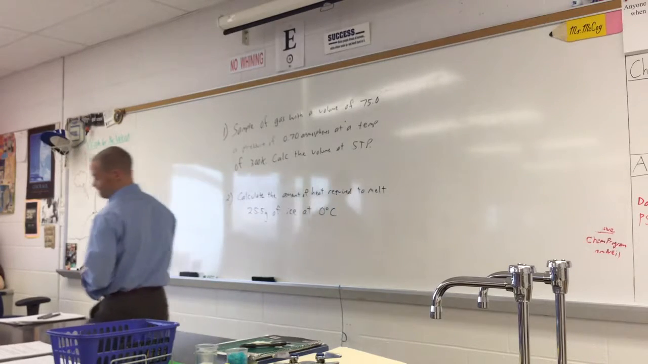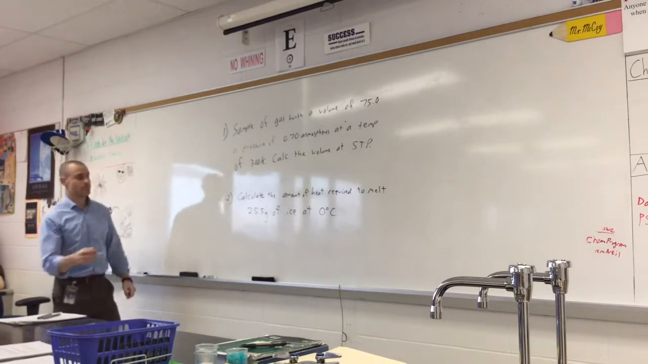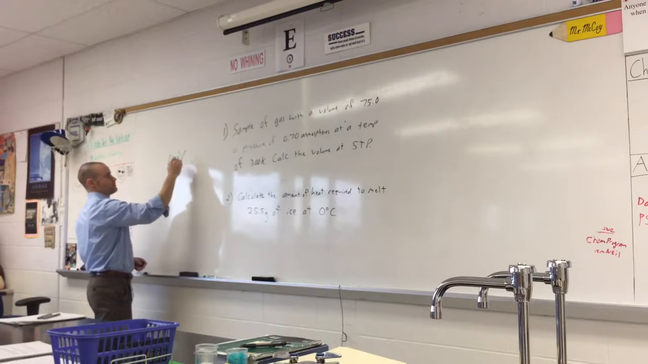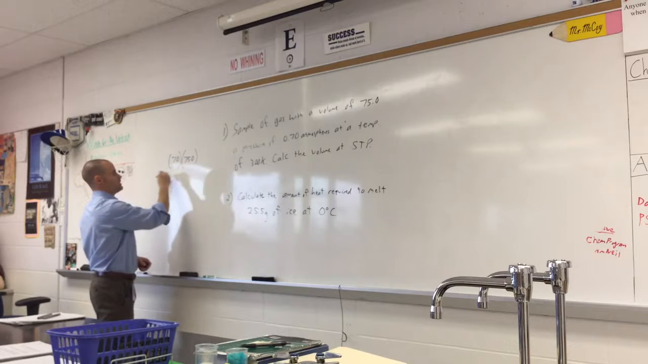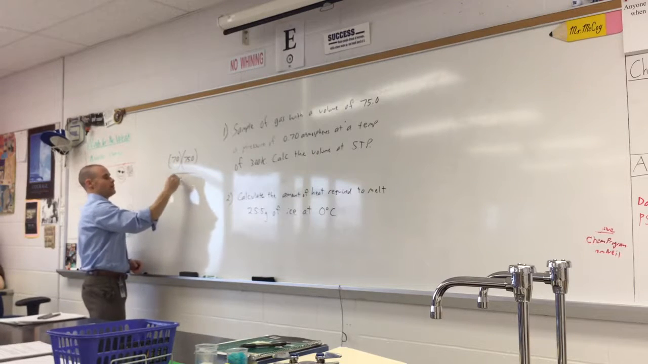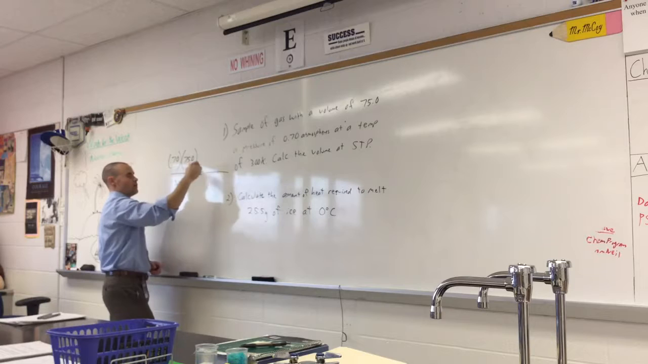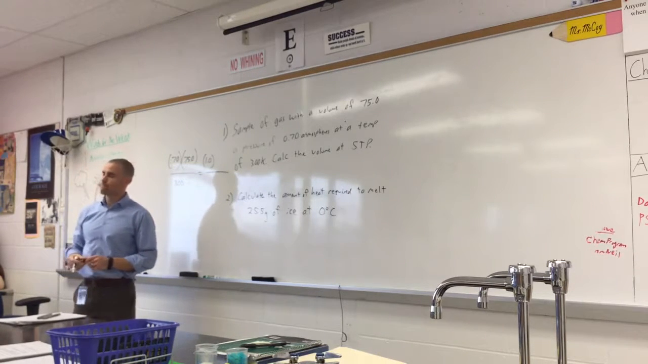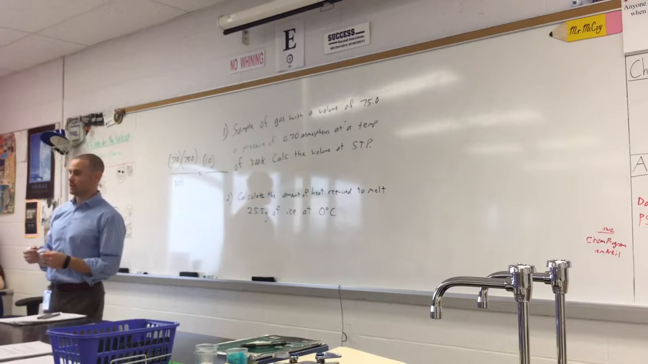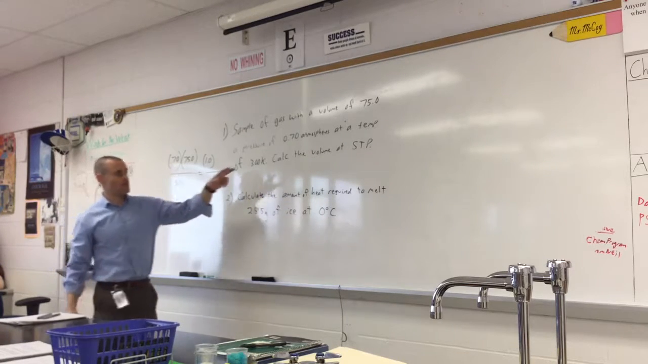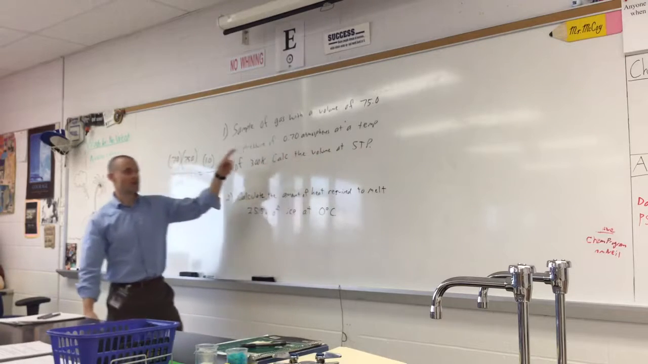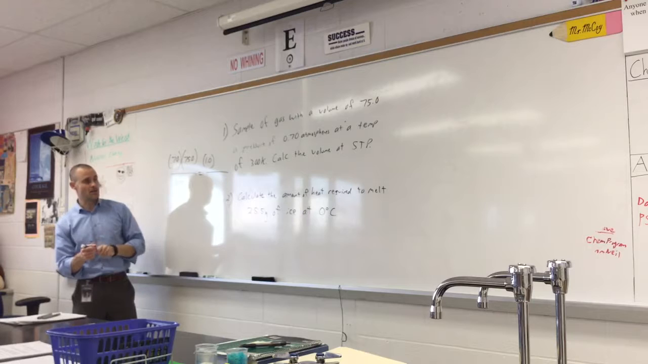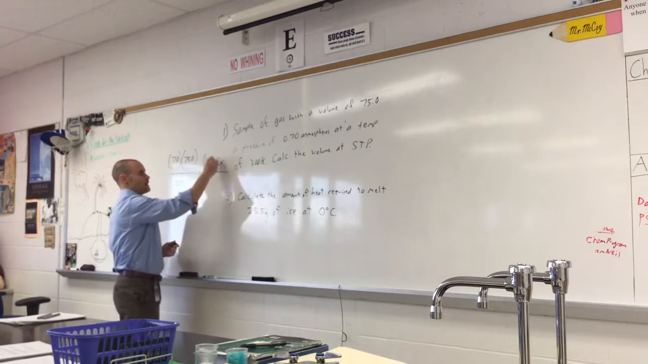What is P1? 0.70. What's V1? 75.0. What's T1? 300. Okay, what's P2? 1. How come it's not 101.3? Standard pressure is 101.3. It's an ATM. Atmosphere is ATM, so that means we keep the same unit, 1 here. We don't put 101.3, that's kPa, kilopascals. All right, V2 is X. What's T2?